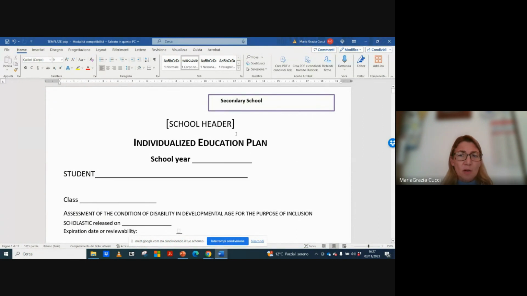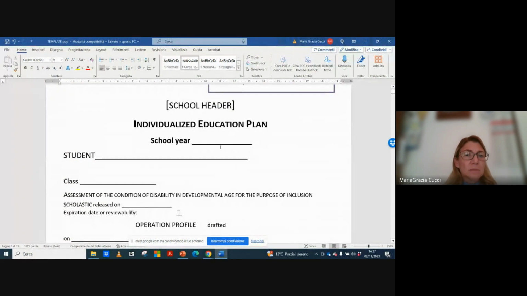Inside you put the school header, or you can print it on your school paper, and you start with the school year 1923-1924. You put the name of the student and the class. It is assumed that this individualized educational plan is inside the personal documents of the student, so you do not have to write again everything: born on, in, and resident in. You do not have to write it again in this module.